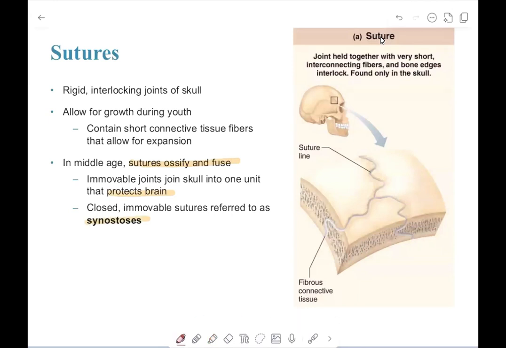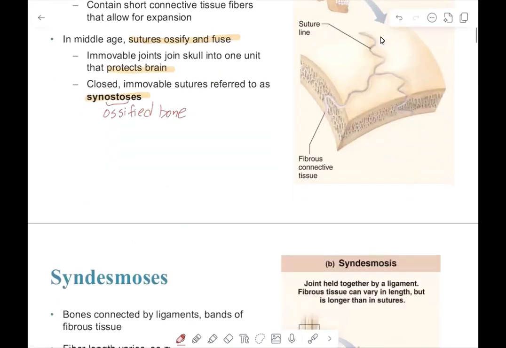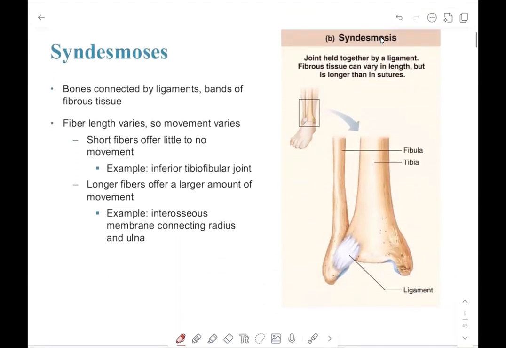When you look at the word synostosis here, when you see the root of the word osto, that should make you think of an osteon. And in this case, it's referred to as ossified bone. The next group of fibrous joints is the syndesmoses, and it's bones connected by ligaments and bands of fibrous tissue. The fiber length is going to vary, so the movement varies.